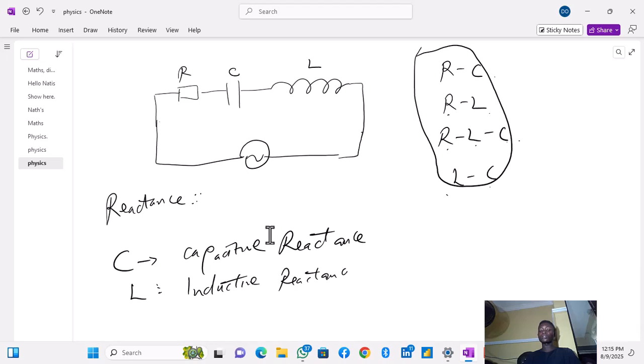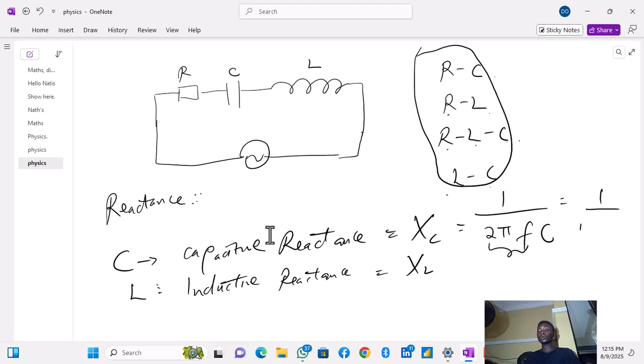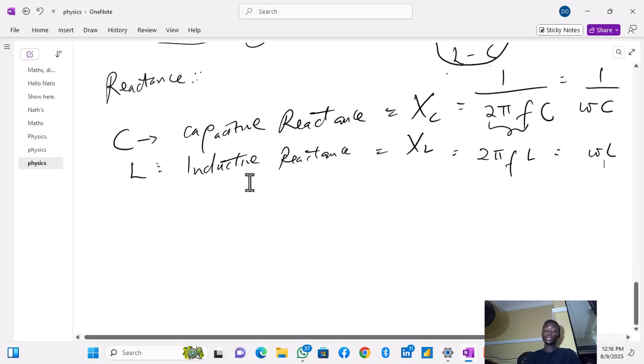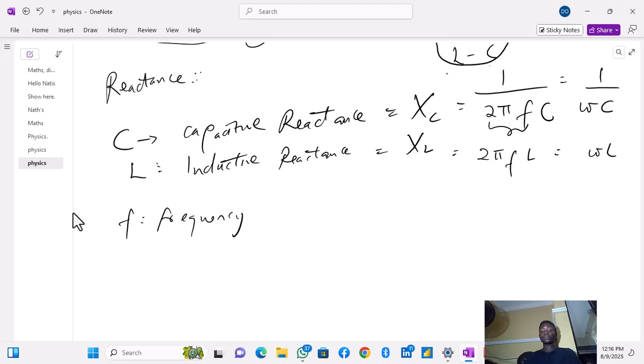This is represented as XC and XL, and mathematically we have that XC is 1 over 2 pi FC. You know that 2 pi F is omega, don't forget it. So we can say this is also 1 over omega C, and XL is 2 pi FL, which is omega L. Pay attention: F is frequency, the frequency of the electrical source, measured in hertz.